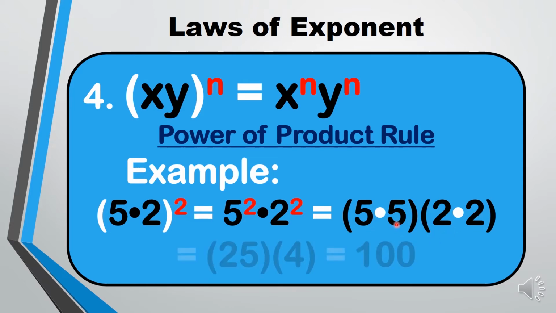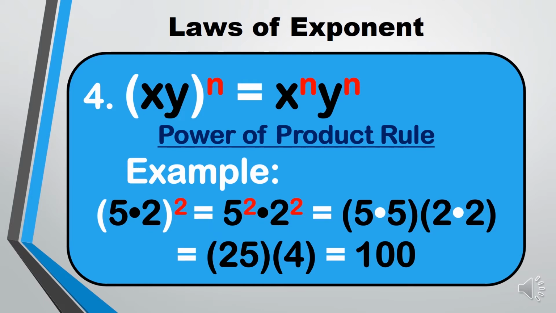5 times 5 is 25 and 2 times 2 is 4. Then, i-multiply na natin si 25 and 4 para sa ating final answer, and this is 100. Huwag nating kakalimutan sa power of product rule, kailangan nating i-multiply sa mga exponents ng bases ang ating exponent sa labas ng parenthesis.